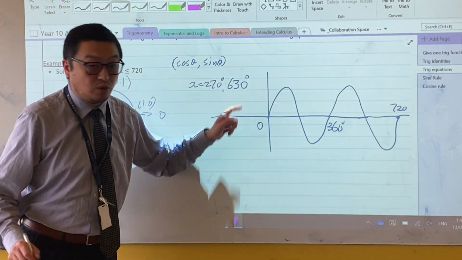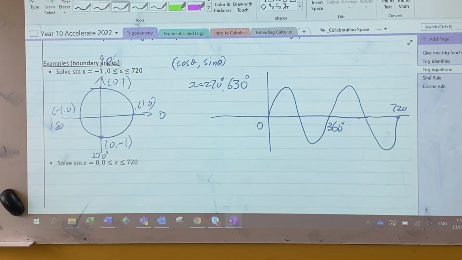Just like these are my two answers. This one is 270, then repeat for another period: 270 plus 360, 630 degrees. Then we've fully finished this question. Just two different methods: this one is from the boundary angle, and this one is from the trig graph approach. Is it all good? Move on.